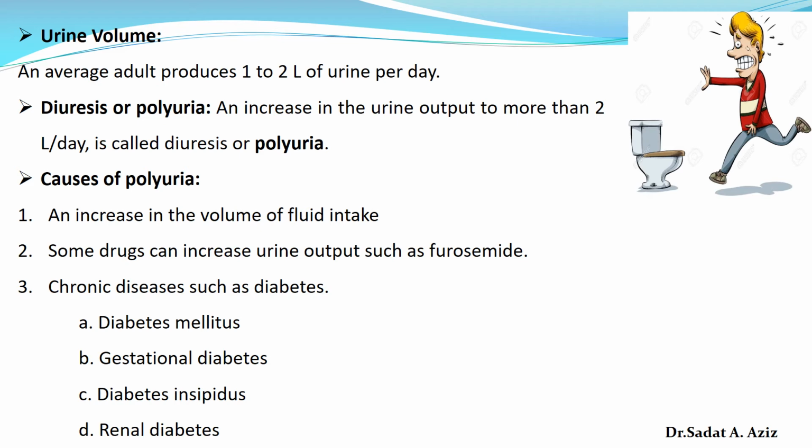So we have some clinical conditions which can be diagnosed based on the volume of the urine output. The first condition is called diuresis or polyuria. Diuresis and polyuria is an increase in the urine output to more than 2 liters. We said a normal person has about 1 to 2 liters. So when a person has more than 2 liters of urine per day, this is called diuresis or polyuria. Poly means many, you know this, polyuria.